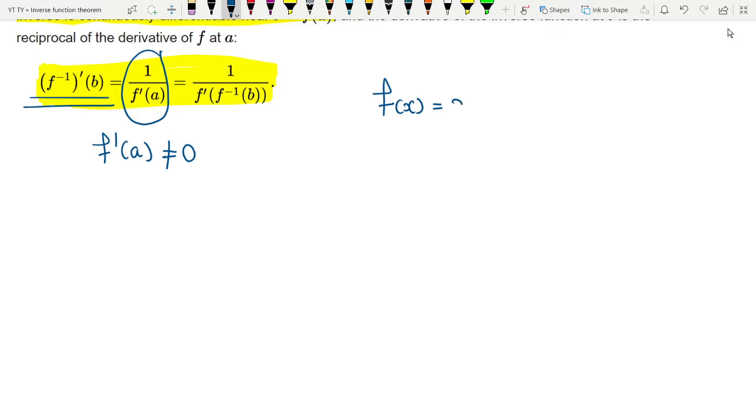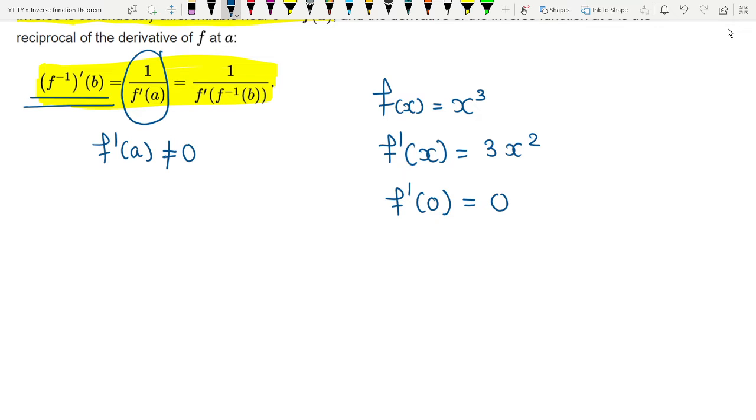For an example, suppose I consider the function f of x equal to x cube. What I observe is this function is one-one. This function is onto as well if I consider the corresponding domain and codomain, right? And if I see this, my f dash at x is 3x square, and if I consider f dash at 0, that becomes 0.